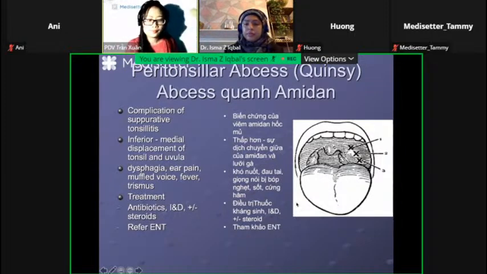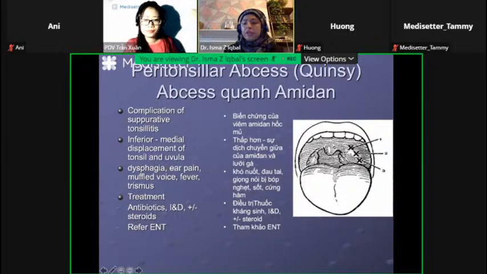And these marks here are just to indicate to you where you would put a needle to aspirate any of the pus that's sitting in the quinsy.